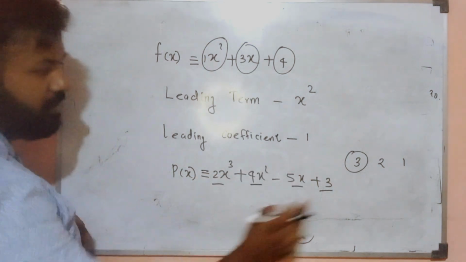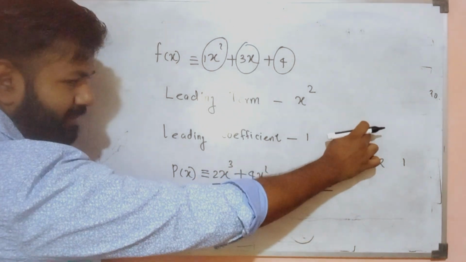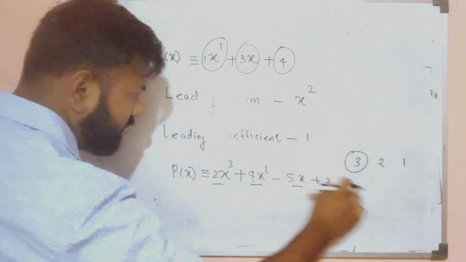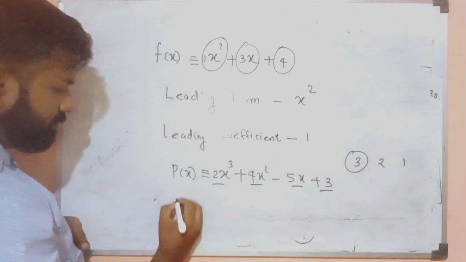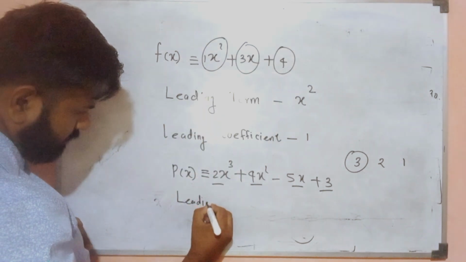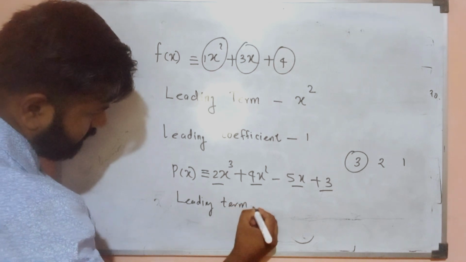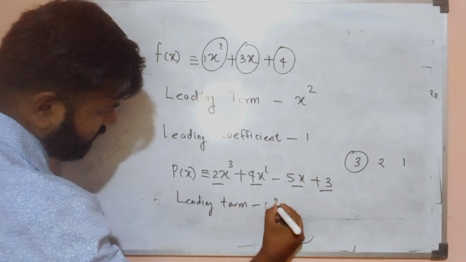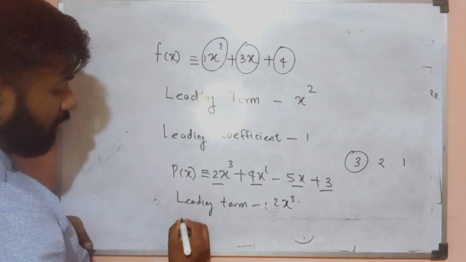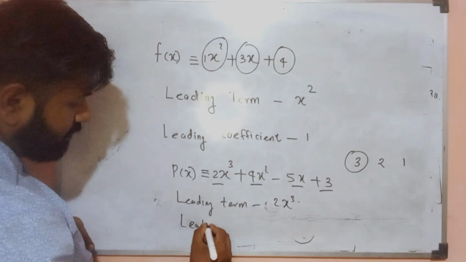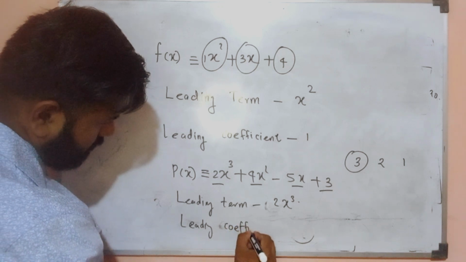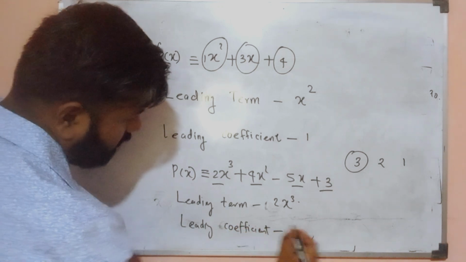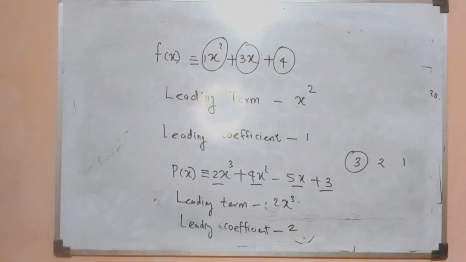Since 3 is the greatest among all the exponents here, 2x cubed is the leading term. Leading term is 2x cubed. And what is the leading coefficient? The leading coefficient is 2. Understood? Alright, fine.